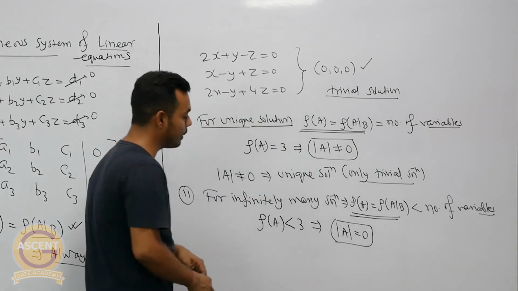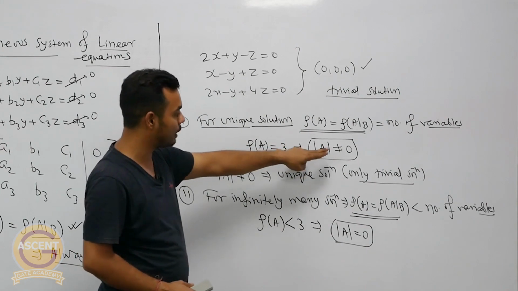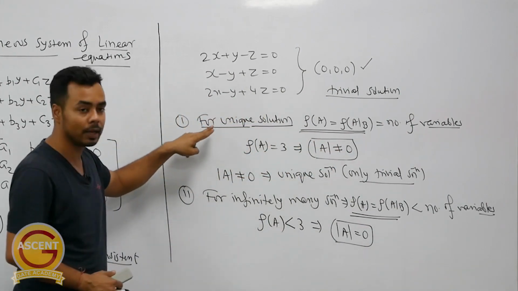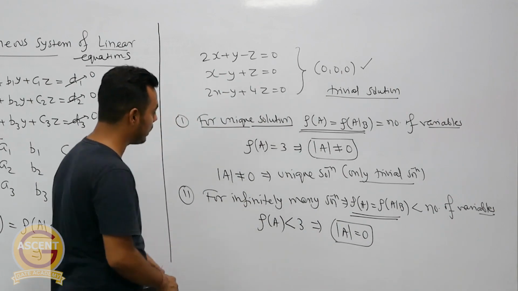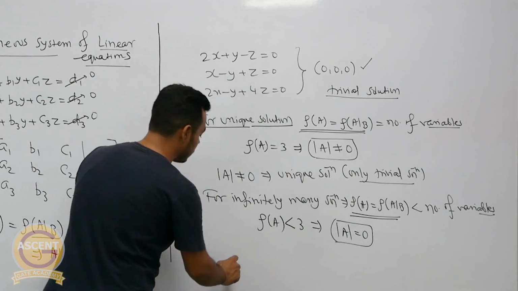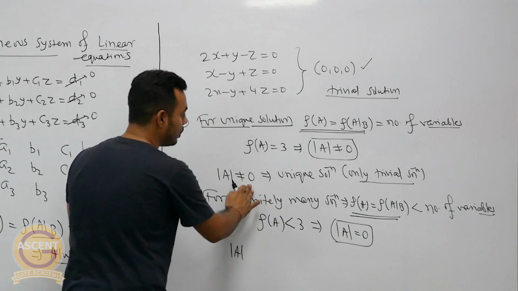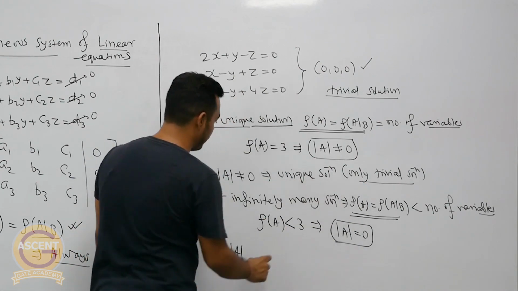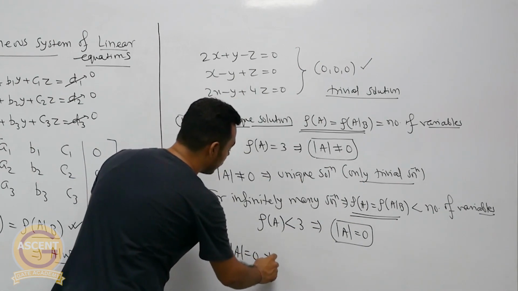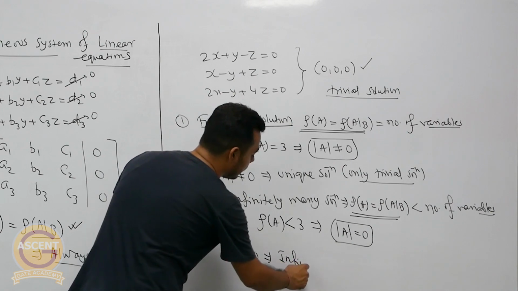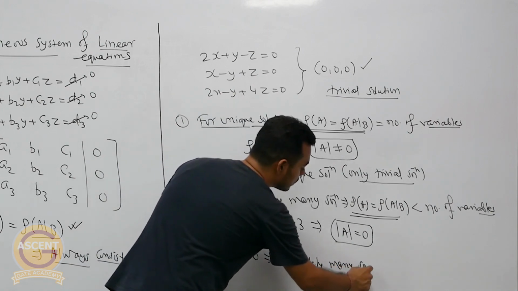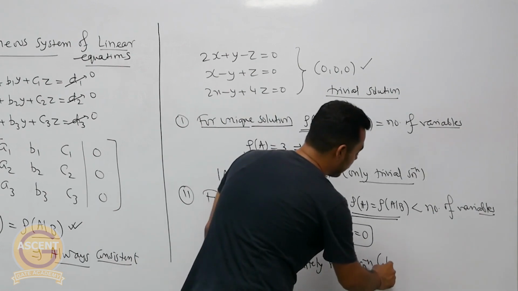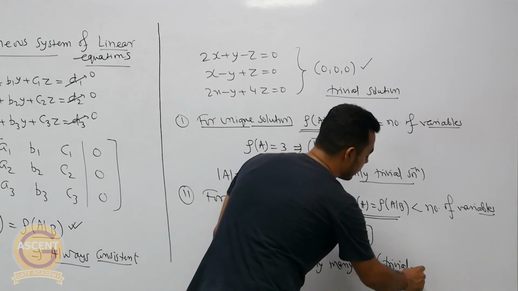So again you have to remember only these 2 conditions. If determinant is non-zero, then you will have a unique solution. If determinant is 0, then in that case you will have infinitely many solutions. So determinant not equal to 0, unique solution, only the trivial solution. Determinant equal to 0, this means infinitely many solutions, and this will mean trivial plus non-trivial solution.